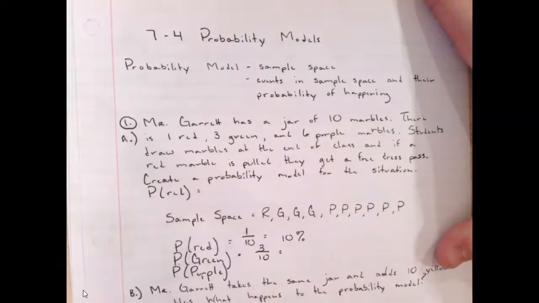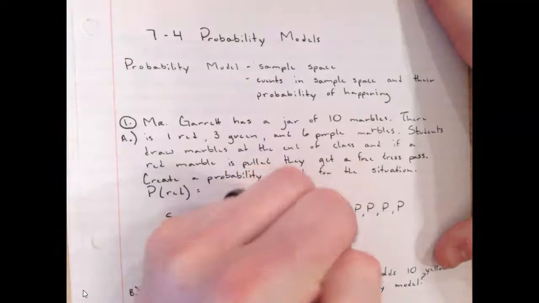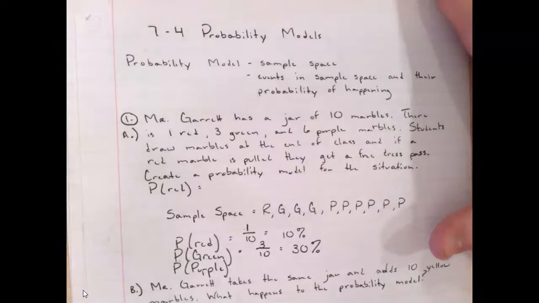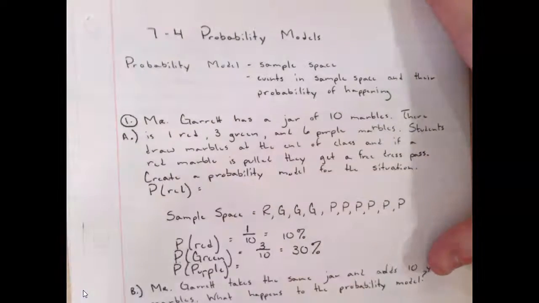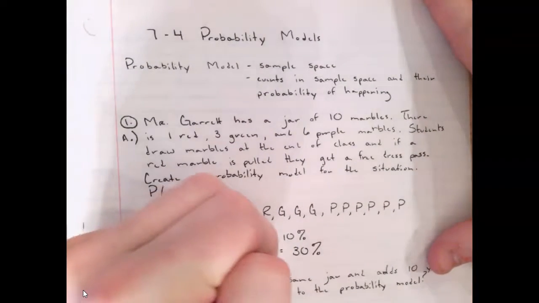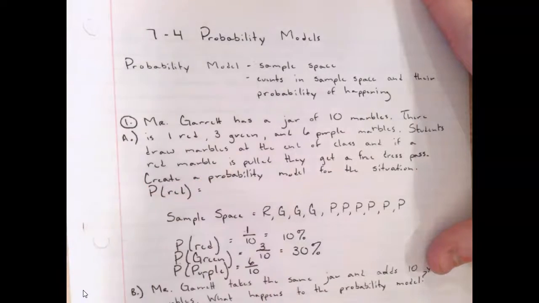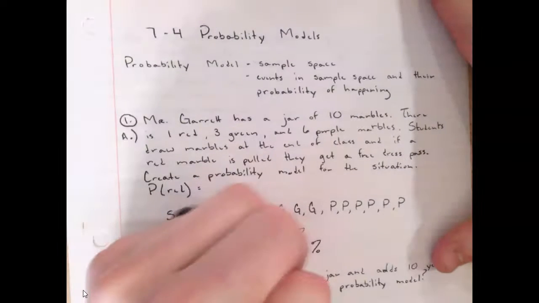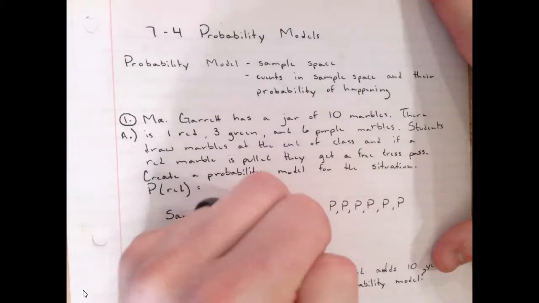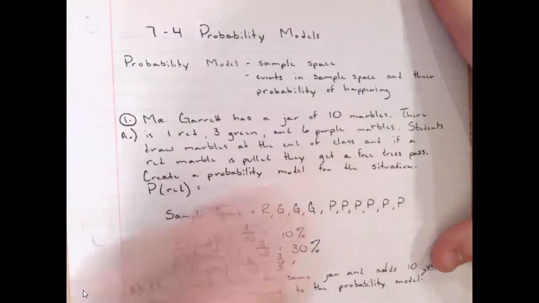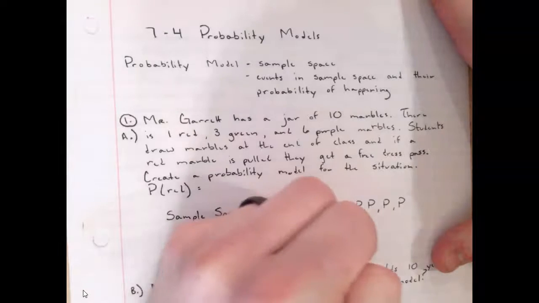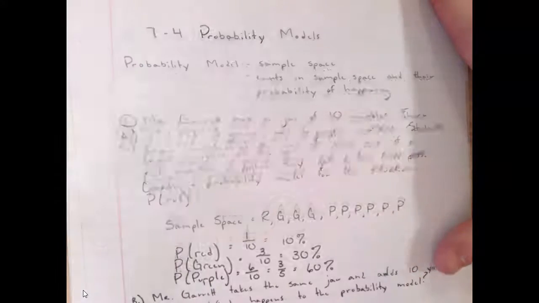And again, we can find that percentage as well. So 3 over 10, 30%. Last one, purple. We're going to do it the exact same way. So how many purple marbles do we have? We have 6 over 10. That fraction can actually be simplified into 3/5, and that would be equal to 60%.